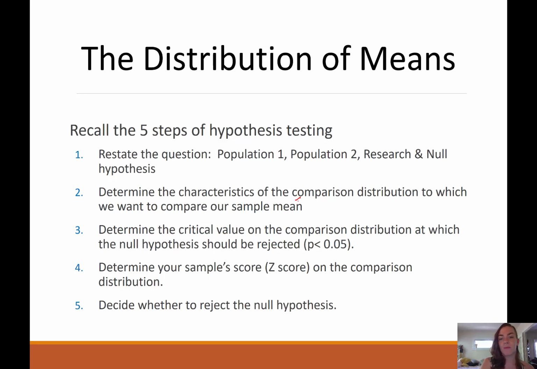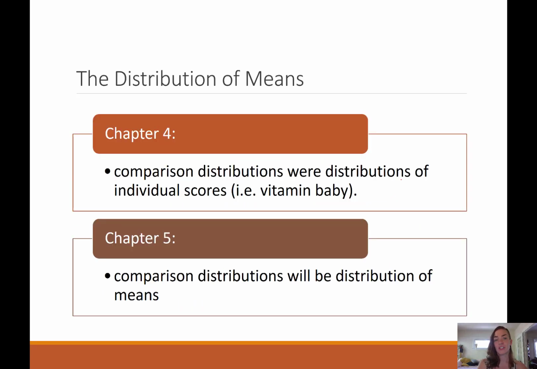So this piece right here, the comparison distribution, to which we want to compare our sample mean. That comparison distribution in chapter 4 was a distribution of a population of individuals. So it was a distribution of scores from the population. That was pretty straightforward. In practice, when we conduct hypothesis testing, we usually want to compare our sample mean to a distribution of means as a comparison distribution. So we'll talk about that in today's lecture.